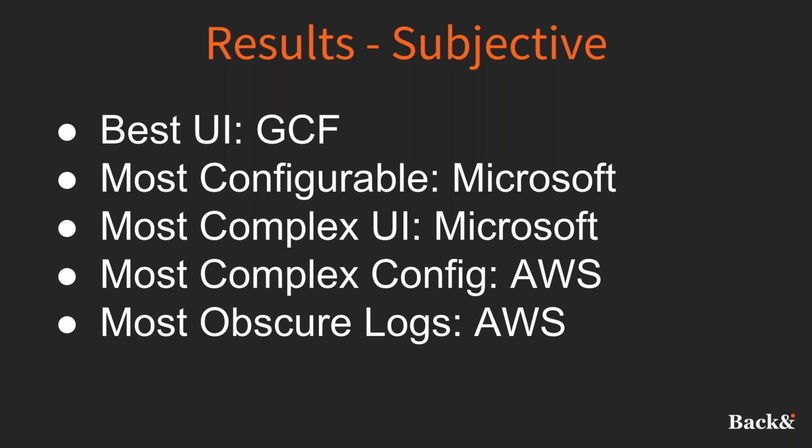In terms of most configurable, Microsoft's Azure Functions definitely have the most configuration options, once you can figure out where to track them down. And that ties into my next point, which is that Microsoft Azure also had probably the most complex UI out of the three, with AWS Lambda being a close second.